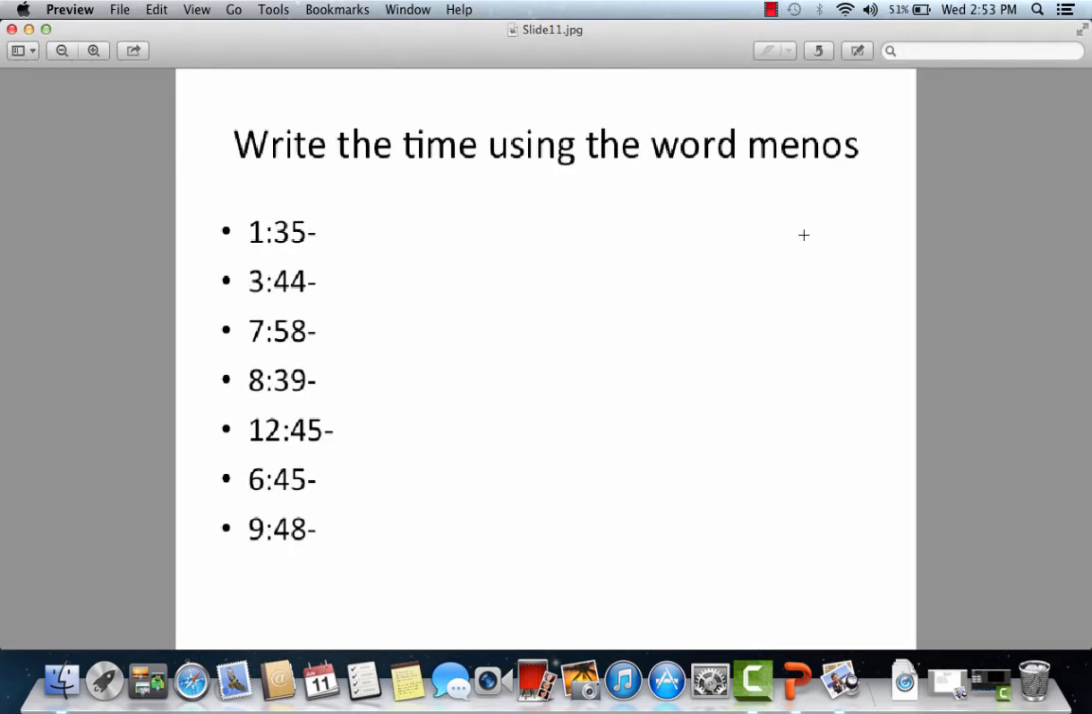All right, students, now you're going to try and tell this time in Spanish by using the word menos. In other words, instead of saying es la 1:35, which means it is 1:35, you're going to be saying it is 25 minutes till 2. But remember, instead of adding the minutes to the hour, you're going to subtract the minutes from the hour by utilizing the word menos. The answers to these times will be at the end of the video, but please try it on your own first.